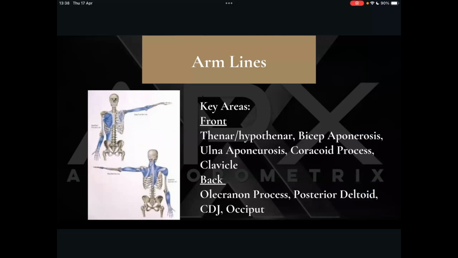Key areas for the arm lines are the thenar and hypothenar, which let's just call your thumb, your bicep aponeurosis, your ulnar aponeurosis, let's just call that the elbow. Sorry for being a bit fancy there. Coracoid process, which is the front of your shoulder, and your clavicle. These are just key attachment sites.